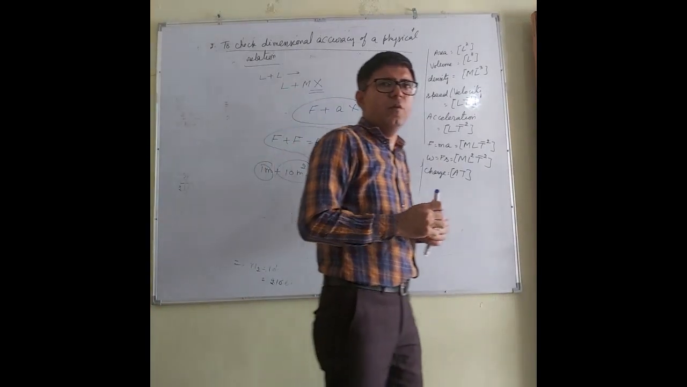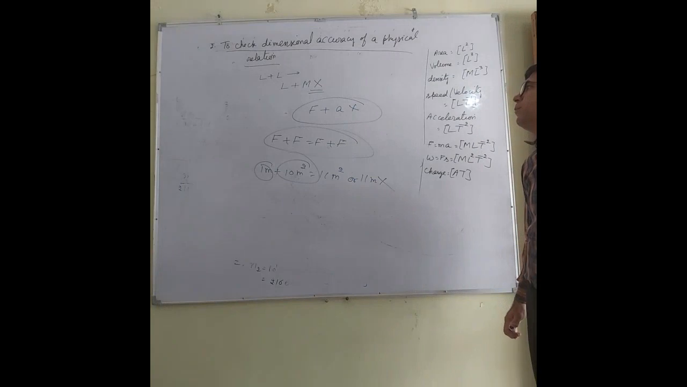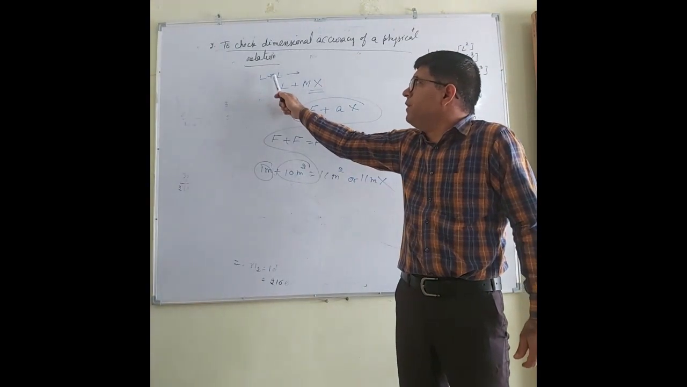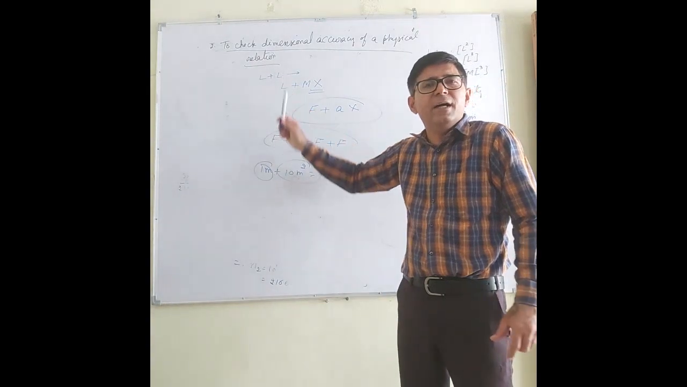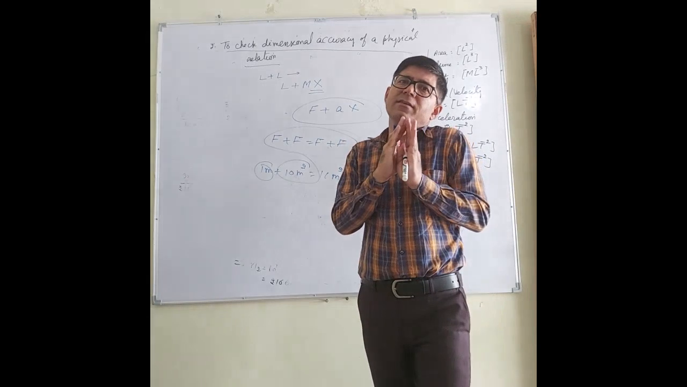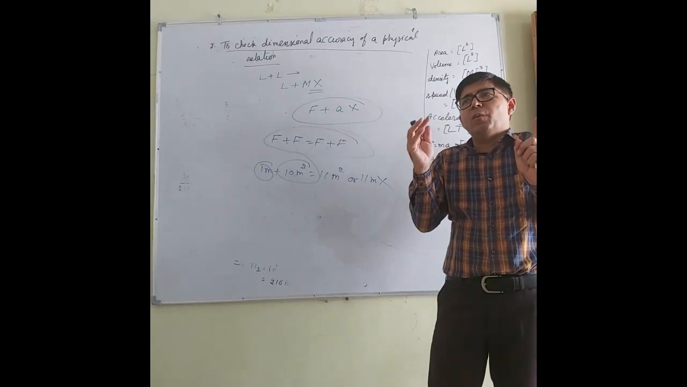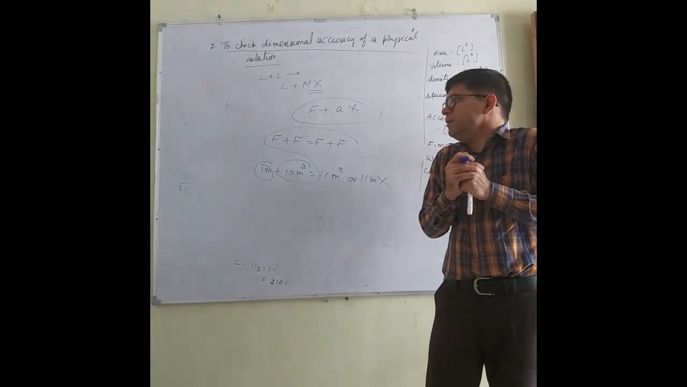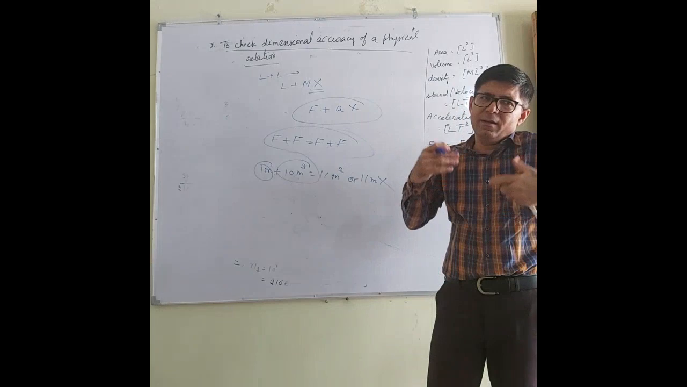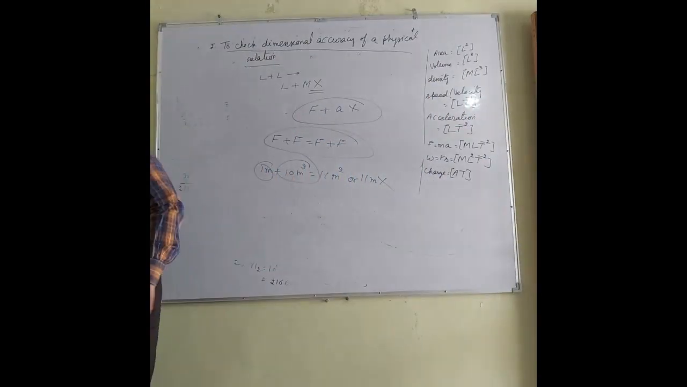What does the principle of homogeneity mean? The principle of homogeneity means that the dimensions of each and every term of a physical relation remain the same. There is no case where the dimensions of each term on both sides may be different. They will always remain the same.